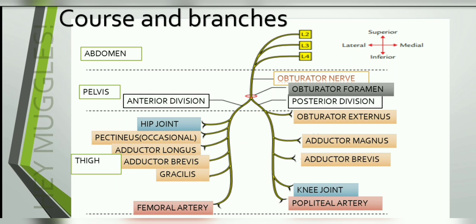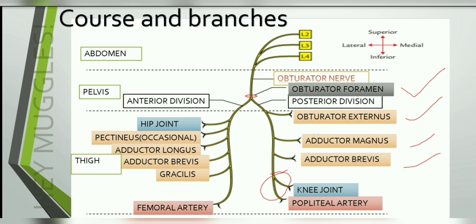The obturator nerve divides into anterior and posterior divisions in the obturator canal. The posterior division passes through the obturator externus. It means it is piercing the obturator externus muscle to enter the thigh. After entering the thigh, it passes between the adductor magnus muscle and adductor brevis muscle, right? Then it terminates by giving a genicular branch.